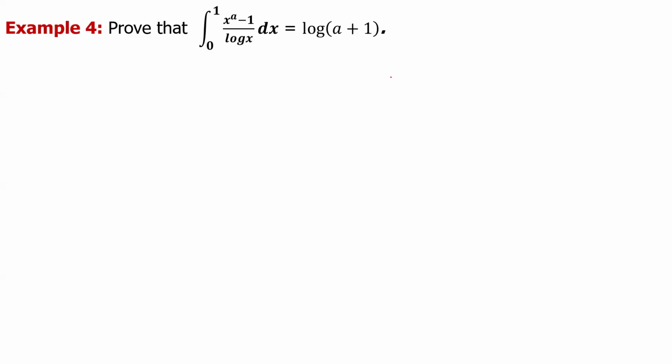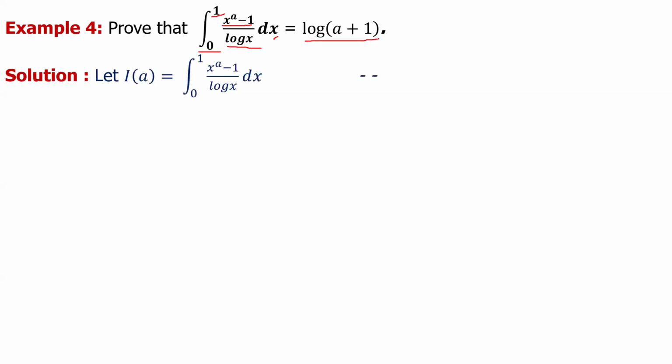Now in this lecture, we again use more examples on differentiation under integral sign. The question is, prove that the integration of x to the power a minus 1 upon log x under the limit 0 to 1 with respect to x is equal to log of a plus 1. Let I of a be equal to the integration of x to the power a minus 1 upon log x under the limit 0 to 1 with respect to x.